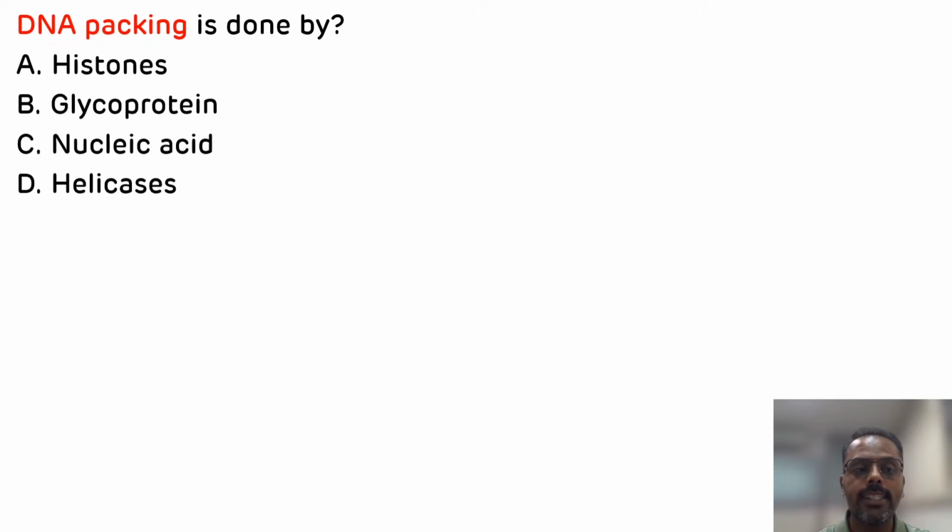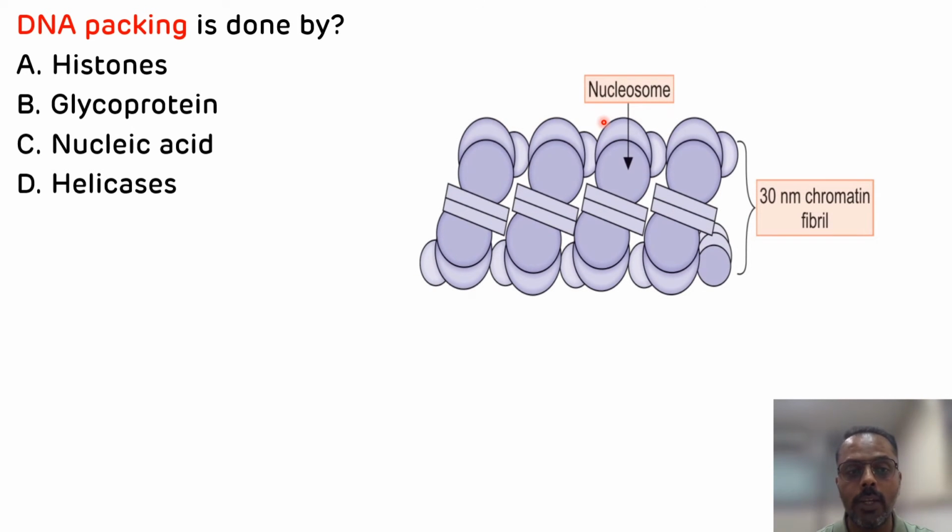Another question: DNA packing is done by. Again, a very simple question. And the options are A, histones, glycoprotein, nucleic acid, and helicases. We all know that DNA packing is done by histones, which are positively charged proteins. DNA is negatively charged and histones are positively charged. And this DNA along with histones is known as the nucleosome. Why are these histones positively charged? Because they contain lysine and arginine, which are positively charged amino acids. The correct answer is A.